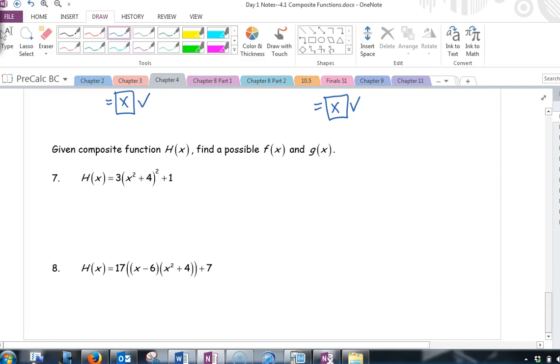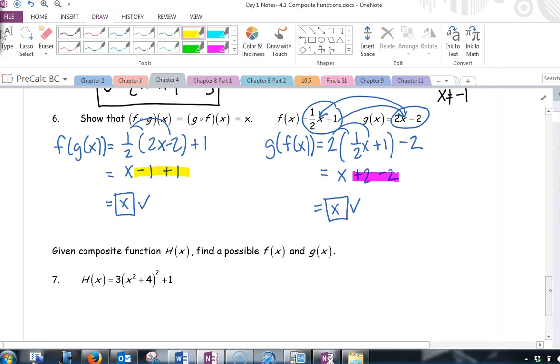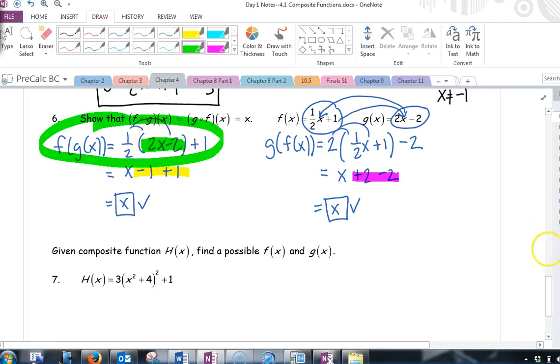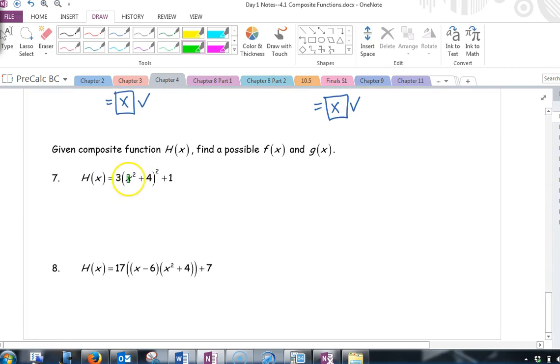Alright, last thing. Given composite function h of x, find a possible f of x and g of x. So this one you can make it as hard or as simple as you'd like. I prefer to make it more simple. So one thing that you can do is usually there is something that looks pretty obvious that it's been plugged in. So basically what we're being given is this, the plugged in step, and what you have to say is what the original f of x and g of x were. So here what had been plugged in was the 2x minus 2. Usually that's what's in parentheses. So like x squared plus 4, this is what has been plugged in.